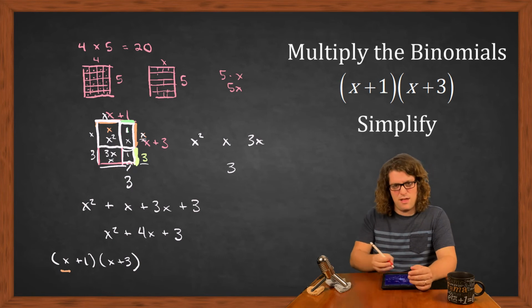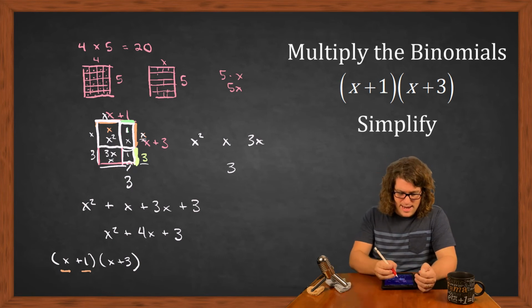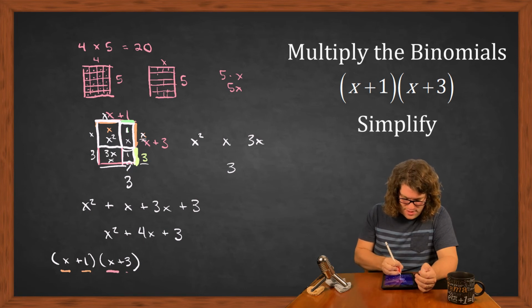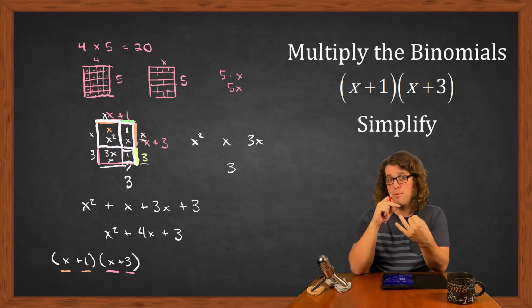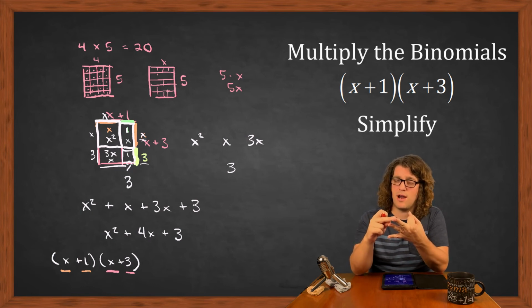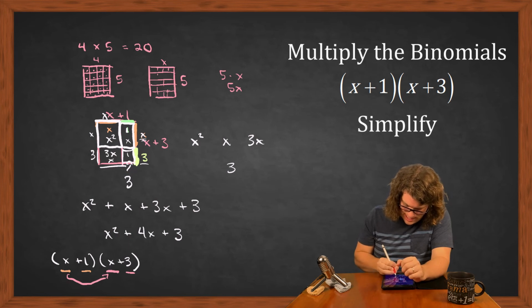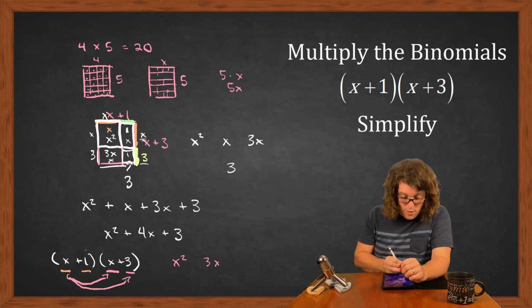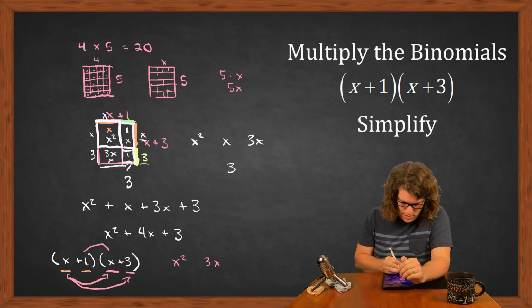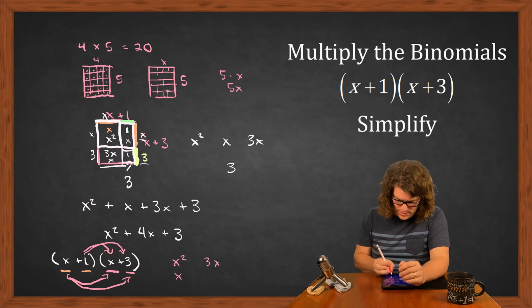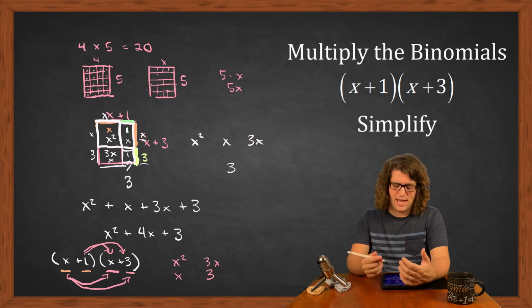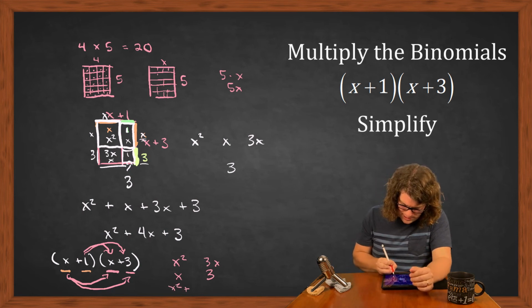You take everything that is its own term in the first bracket and multiply it separately by everything that is its own term in the second bracket. So the x in the first bracket will multiply with both the x and the 3 in the second bracket. So that would be x times x is x squared. x times 3 is 3x. You would also get the other term in the first bracket, which is a 1, multiplied by the first term, which is the x in the second bracket. That would give us x. And also we would multiply it by the second term in the second bracket. So 1 times 3 is 3. We would take all these results, add them all together, and we'll end up getting x squared plus 4x plus 3.